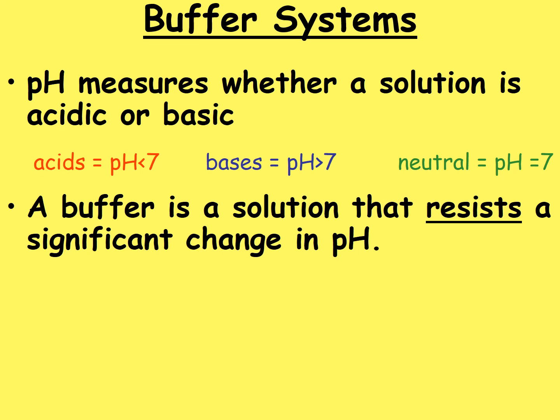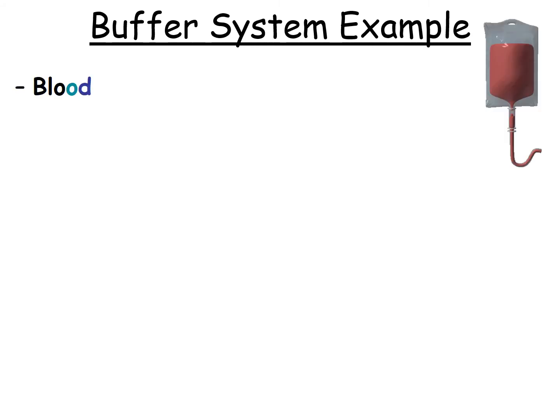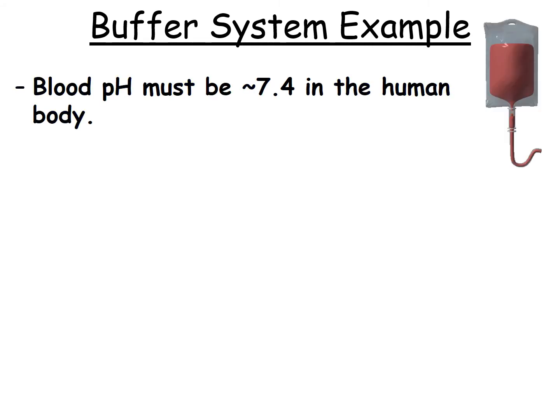Okay, a buffer is a solution that really resists a significant change in pH. In other words, you can do what you want to me, but I'm a buffer and I don't want to change, so I'm going to make it really hard for you to switch my pH around. And buffer systems contain both an acid and a base. And they release, for example, the human body will release an acid or release a base based on whatever is going on in our bodies at the time. And your body's kind of miraculous. It does this all the time, every day. One of the examples that we're going to look at is the human blood. It has to be 7.4 all the time.